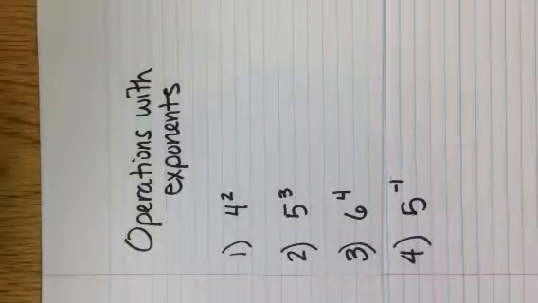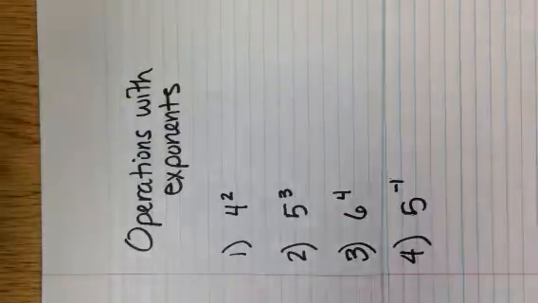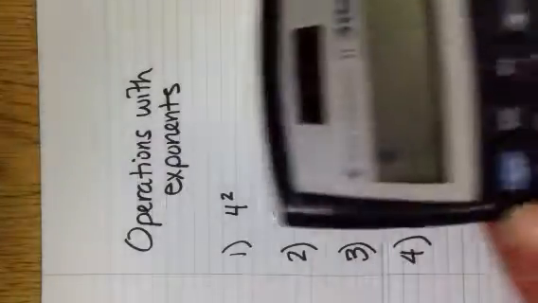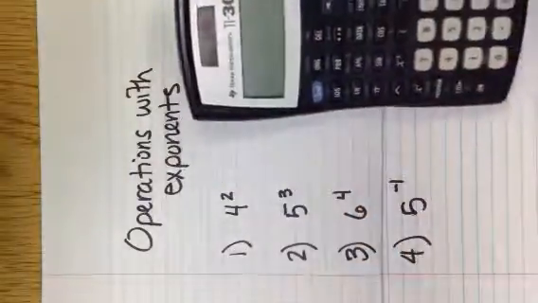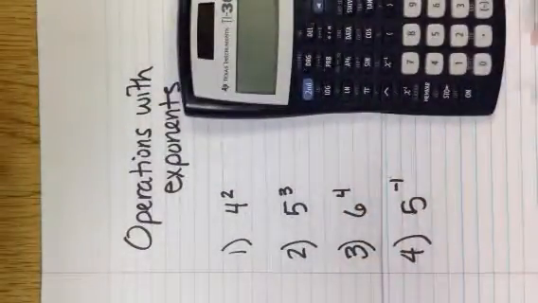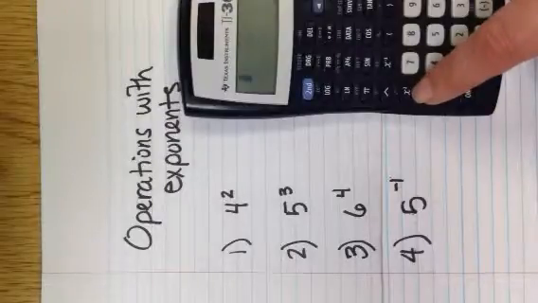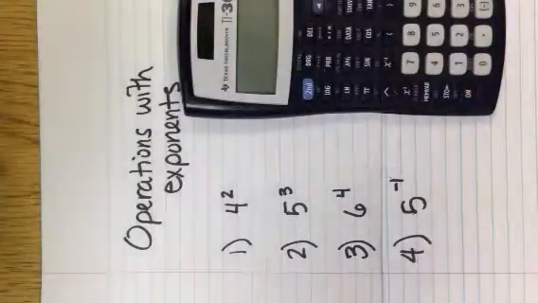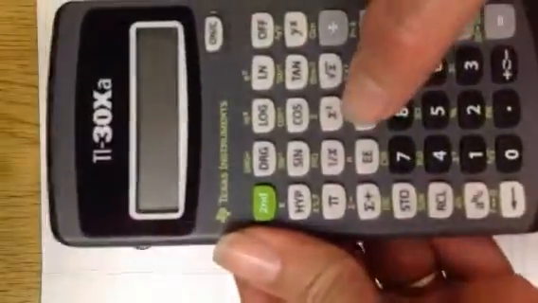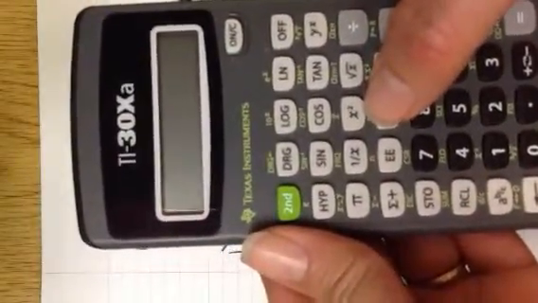All right, let's use our calculator to work on some operations with exponents. I have 4 examples here, and I want to show you a couple different features. First of all, you are probably familiar with the x squared feature on your calculator, which is an x raised to the power of 2. Almost every calculator has that, x raised to the power of 2.